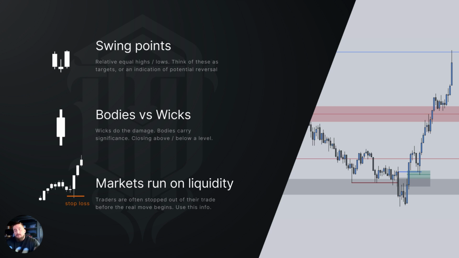Then we have the bodies versus wicks. The wicks do the damage. They tag the levels. They reach for price. But the bodies carry the significance. Whether they close above or below a level often determines if a reversal is coming.